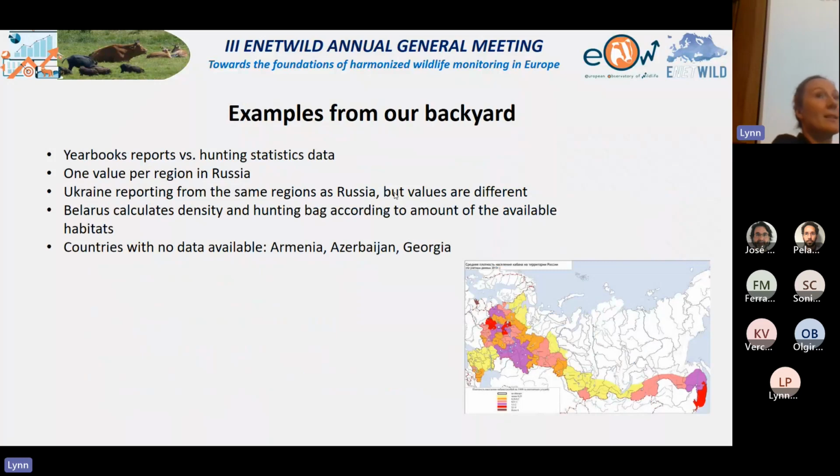But yeah, this was one of the examples from our background, but there were even more. So if we try to look for the data and compare the yearbooks, reports, and hunting data statistics, they do not merge. If for some years we have yearbook reports and then we want to use the hunting statistics data, we are facing a serious problem, because for yearbooks, the year is when they are gathering the data. For hunting statistics, it is a hunting period, which starts in March, April, and ends in April of the next year.